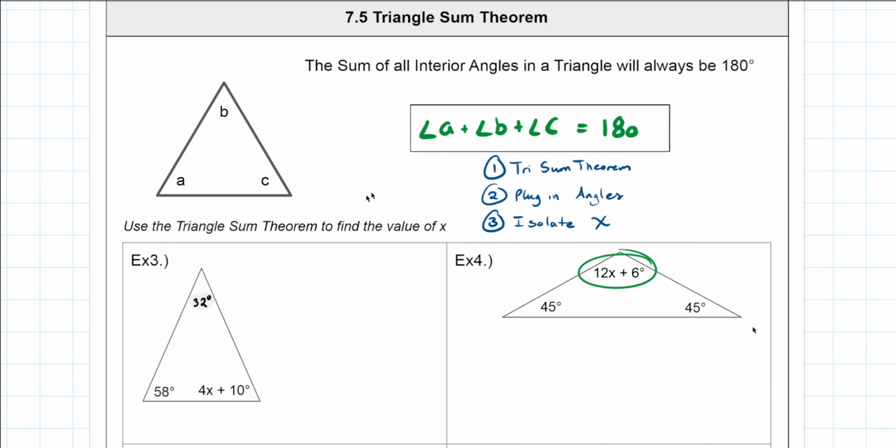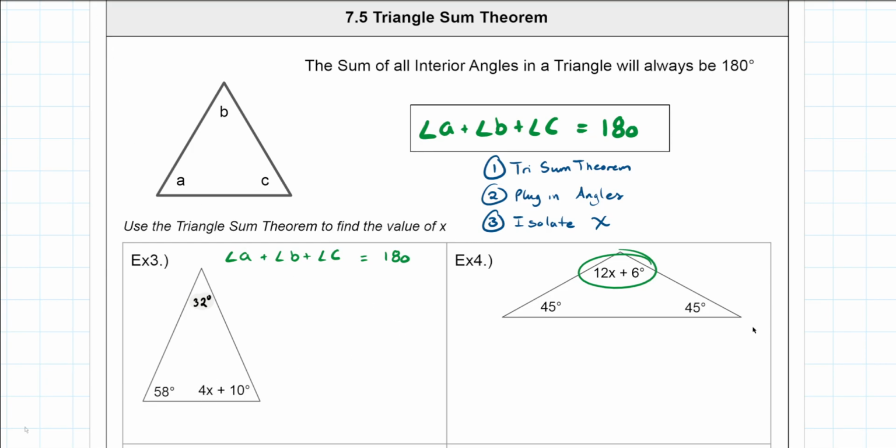The triangle sum theorem, what is it? Well, it's written up here if you forgot it, but it's just angle A plus angle B plus angle C equals 180. And again, that important part is the equal sign. The whole reason we use the triangle sum theorem is it creates an equal sign so that we can isolate x and find out what it equals. We're still going to plug things in the same way.